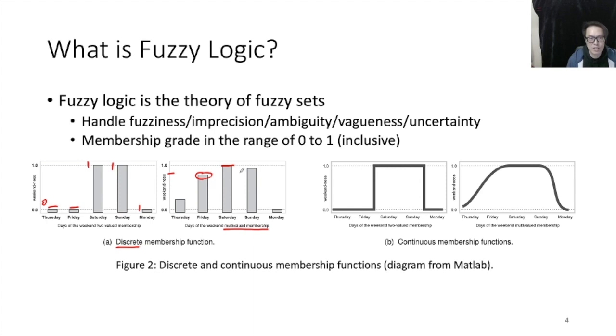So for example, this one may be 0.9. And then when we get to Monday, gradually we get to zero. So Monday belongs to one.